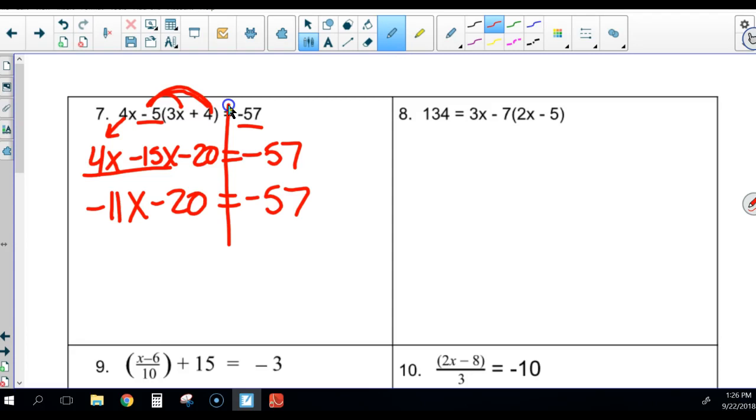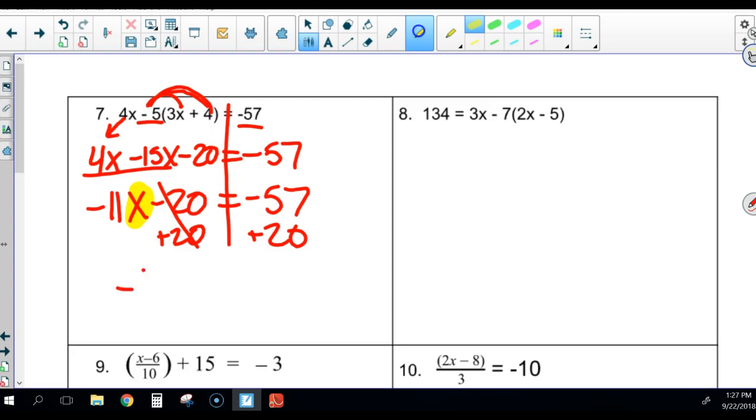We have x to isolate now. I'm going to add 20, and is this going to come out ugly? I think it might. Negative 11x equals negative 57 plus 20 is going to be negative 37.